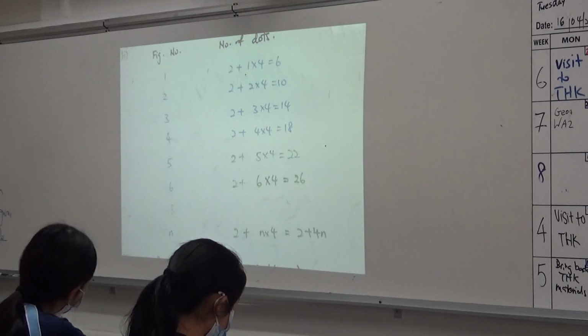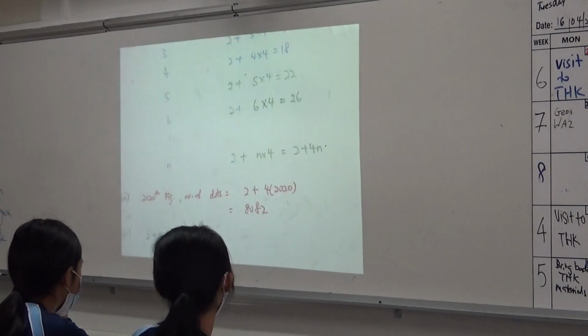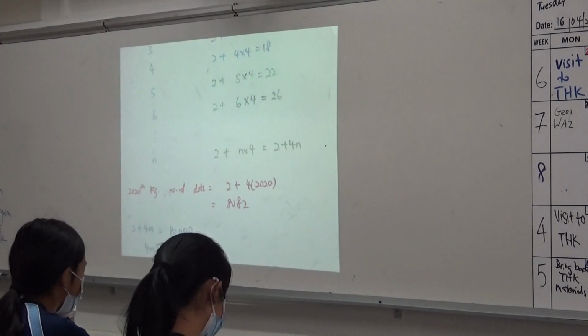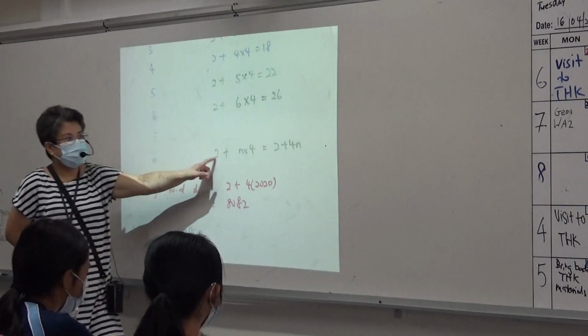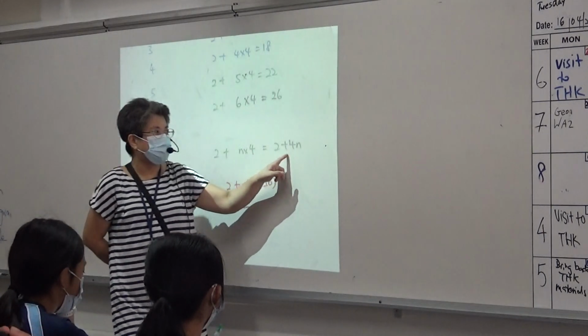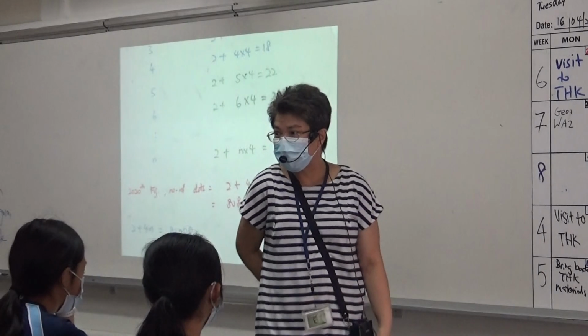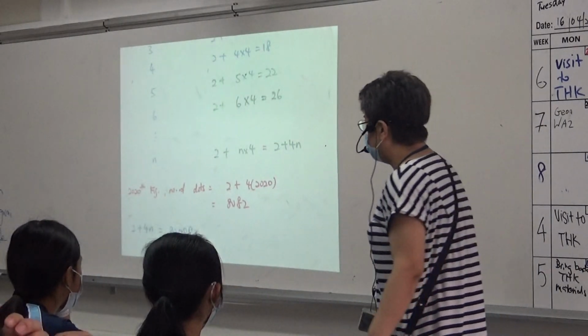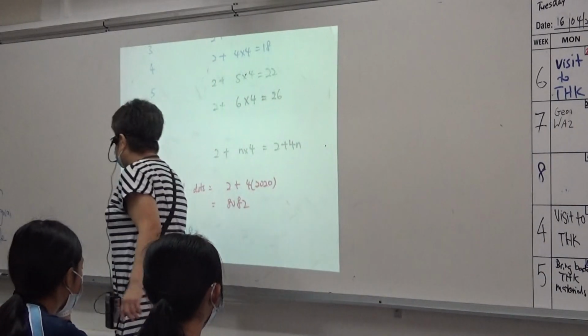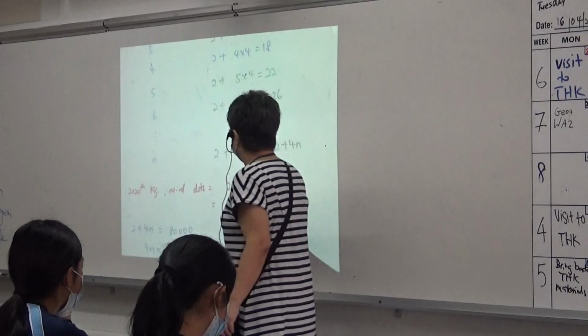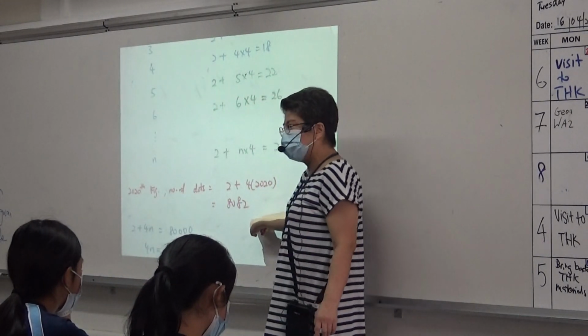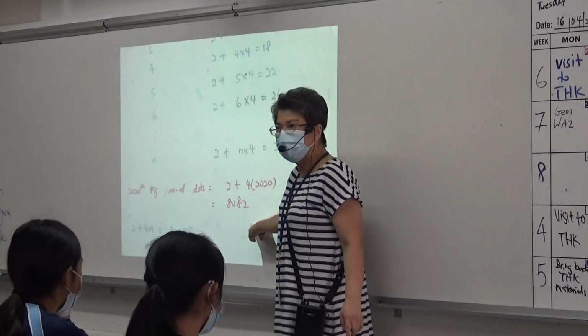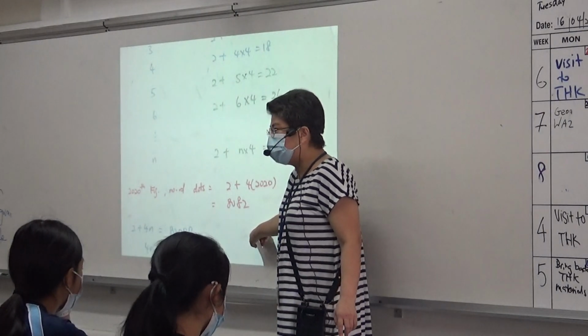Now, what is the nth line? It should be this one, right? 2 plus n times 4, but when we simplify, it's 2 plus 4n, right? Alright? Okay, now, the 2020 figure number of dots will be, you just substitute in this, right? Do you get an 8082?